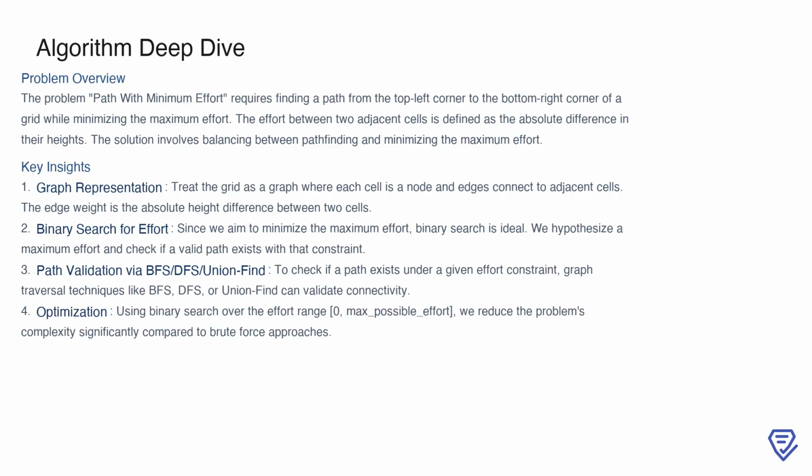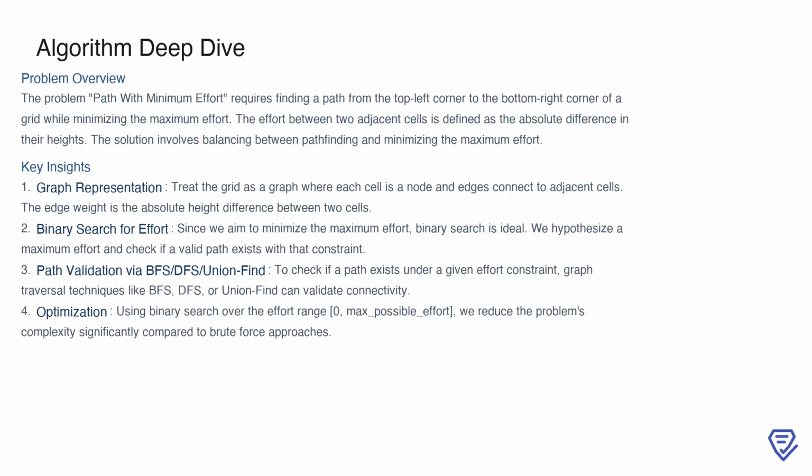In the problem Path With Minimum Effort, we are tasked with finding a path from the top left corner of a grid to the bottom right corner, while minimizing the maximum effort required along the way. The effort between two adjacent cells is defined as the absolute difference in their heights. To solve this, we need to balance two key objectives: finding a valid path and ensuring that the maximum effort along that path is as small as possible.